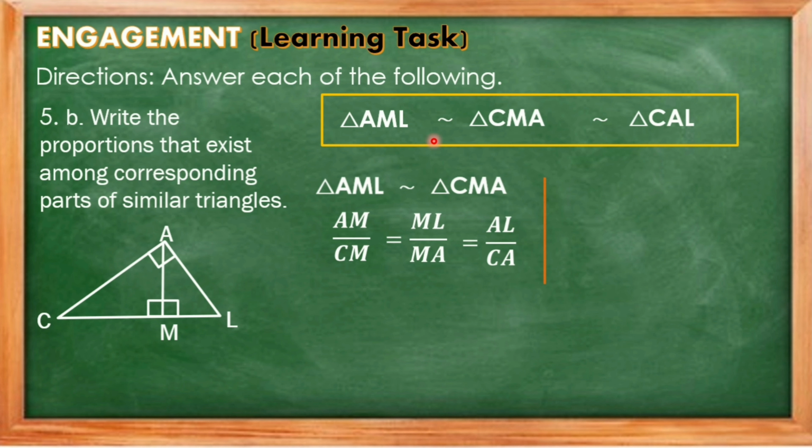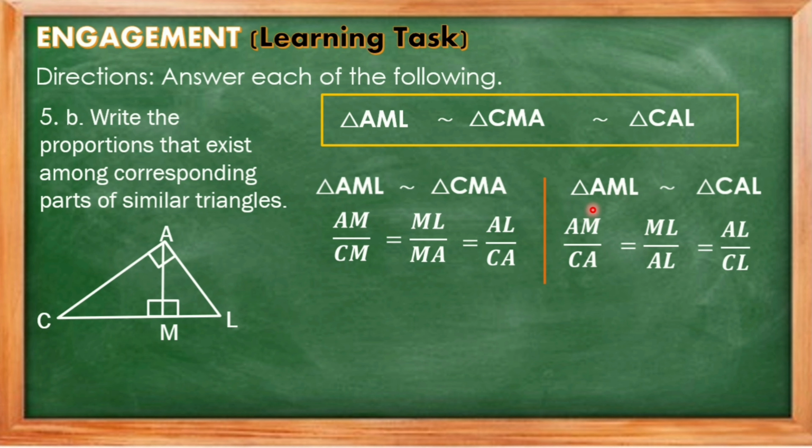Okay, another, ito naman yung AML at saka yung triangle CAL. So, ganun din. Itong first and second dito sa triangle na to, tsaka yung first and second dito naman sa pangalawang triangle. AM over CA is equal to ML over AL and then AL over CL. Okay? Then next, yung triangle CMA similar to triangle CAL. So, CM over CA and then MA over AL and then CA over CL.